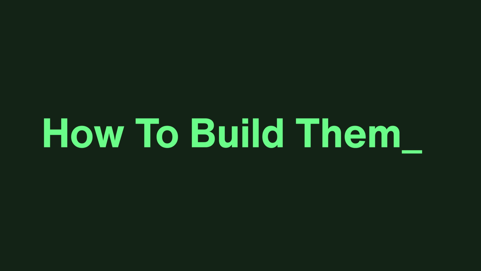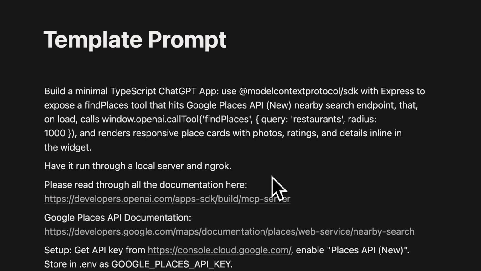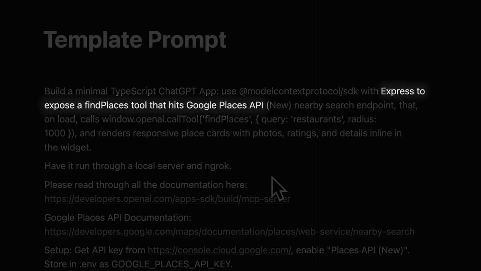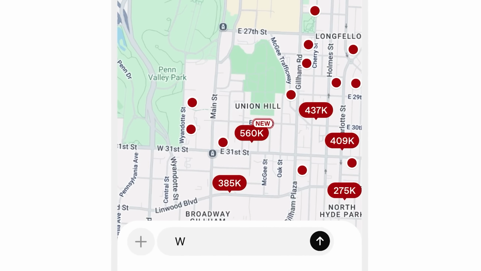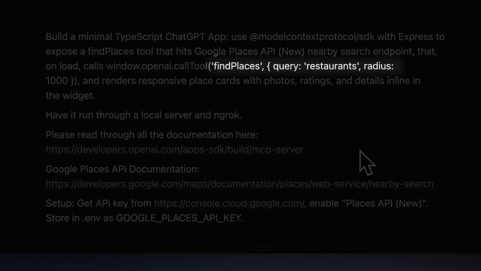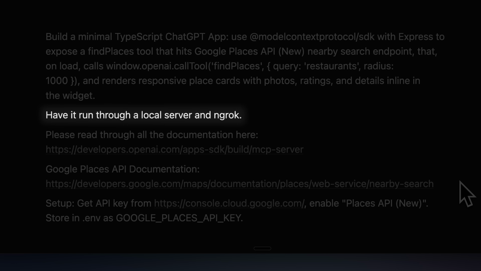To actually build out those MCP servers, I have a modified version of the prompt from that post. This prompt guides you through building a ChatGPT app using the MCP SDK and Express to expose a tool that connects to the Google Places API. I'm creating a tool that you can query to show places from the map directly inside ChatGPT. It calls an OpenAI tool, which queries our Places API for the information to display on the maps. Then it renders those responsive cards with detailed information inside them. The MCP server is going to run locally and then through ngrok. I'll explain this later on.